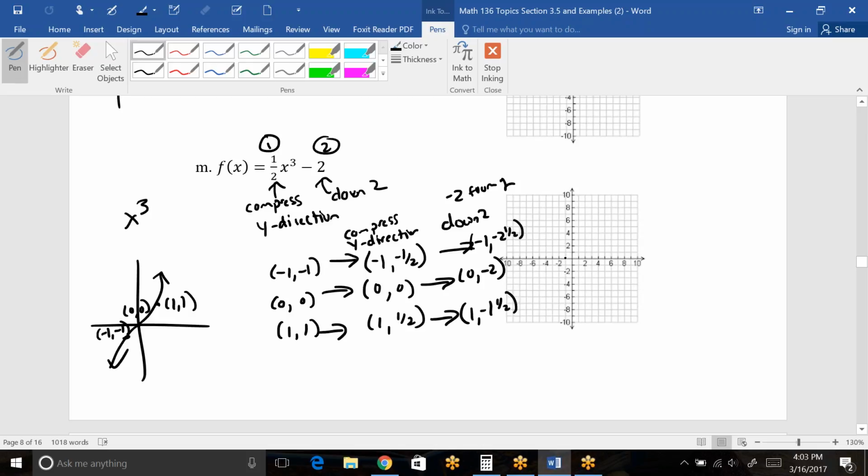So -1, -2.5 is right about here, 0, -2, and 1, -1.5. Notice a lot flatter right there in the middle. That means this has been squished down. So that is a compression and then a shift down.